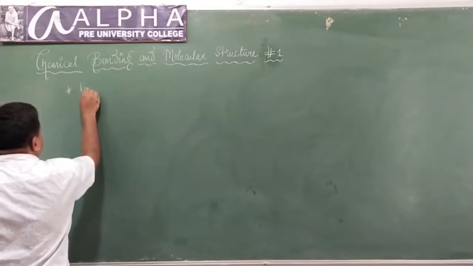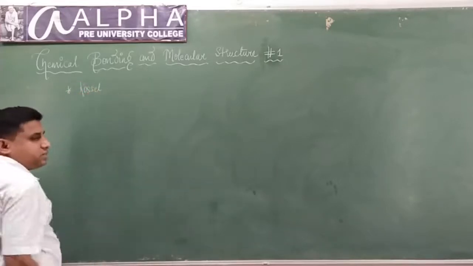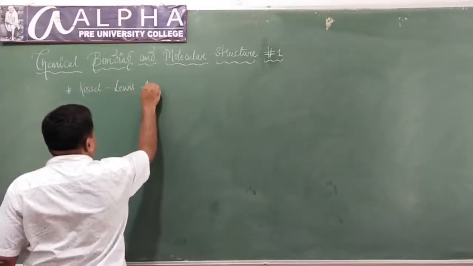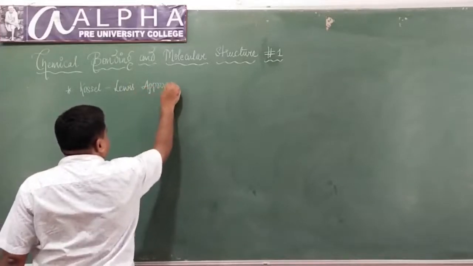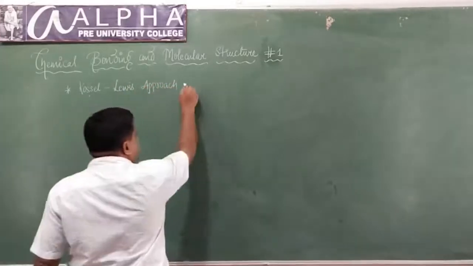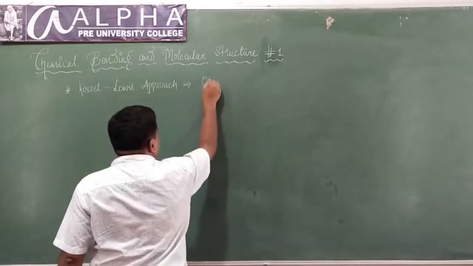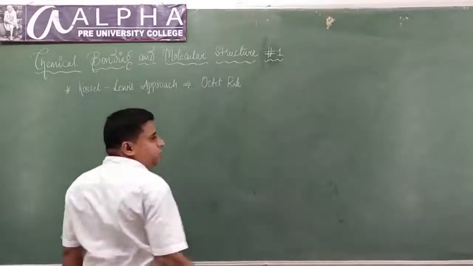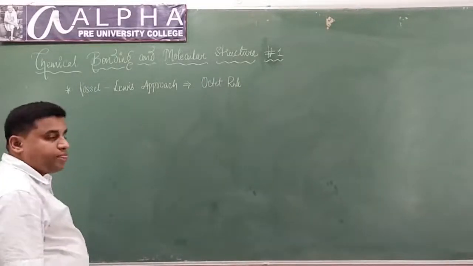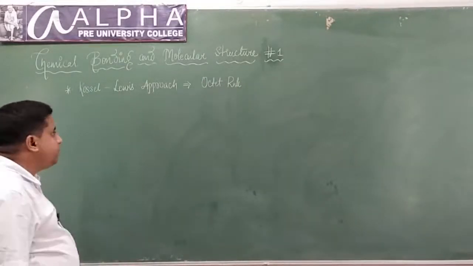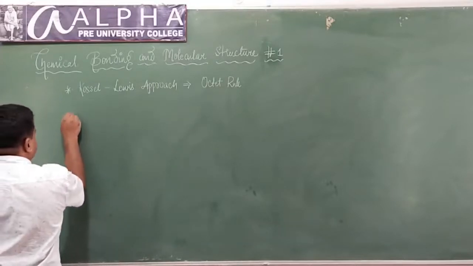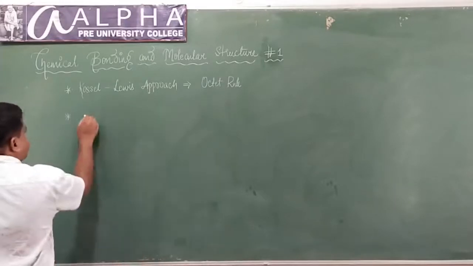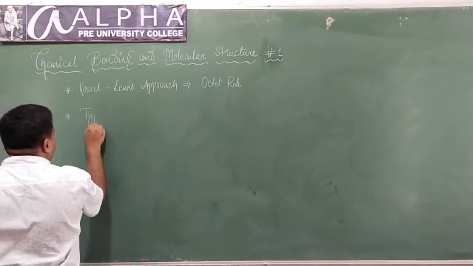Kossel-Lewis approach. This chapter starts with the Kossel-Lewis approach. Here we will study the Octet Rule. Very important, students. We have to discuss the Octet Rule and the limitations of the Octet Rule. Then after this we will discuss different types of bonds.